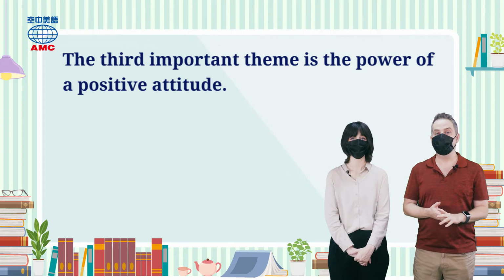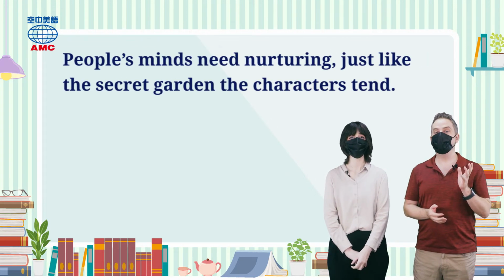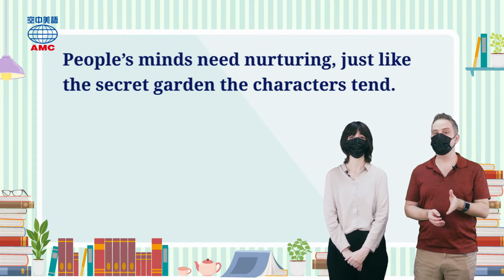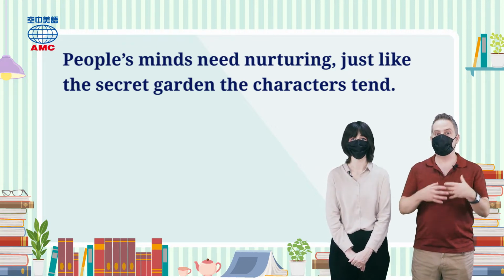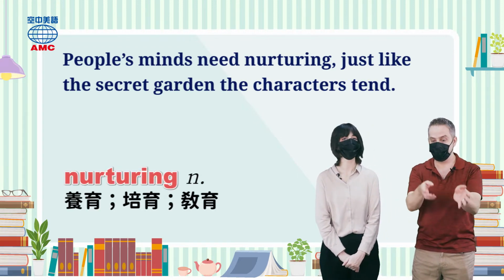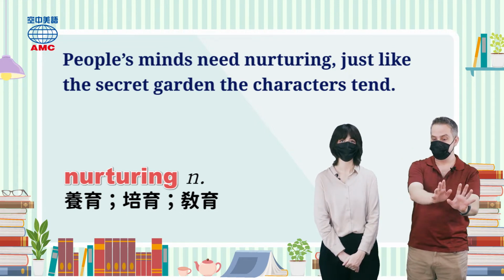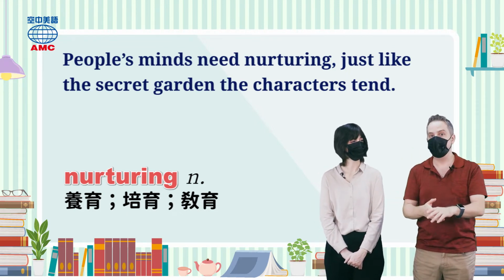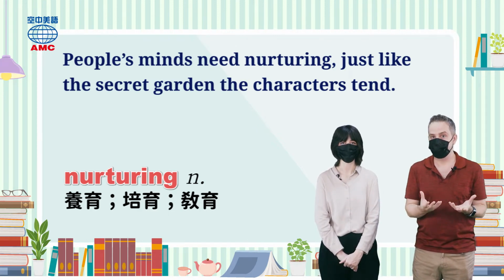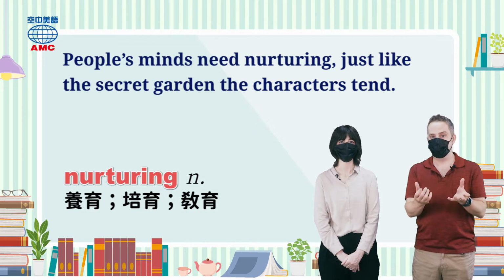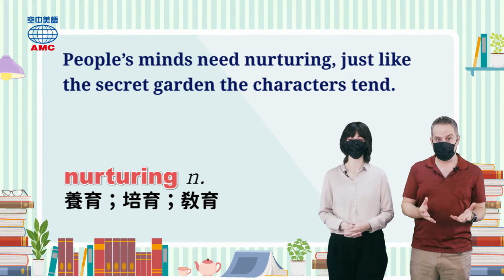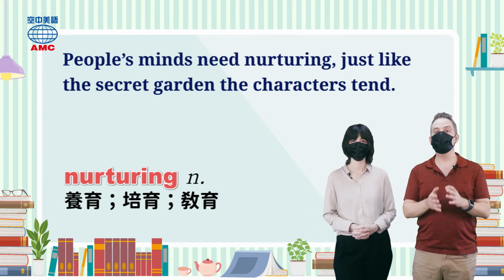And there's a parallel here. We see in the article, people's minds need nurturing, just like the secret garden the characters tend. So as they're putting in all this work, developing the plants, helping them to grow, helping the bushes to grow, trimming it here, letting it have more water here, they're actually doing the same things to themselves. They're letting themselves grow. They're letting themselves become more healthy and changing things and giving themselves the things they need to grow. And this is the process of nurturing.